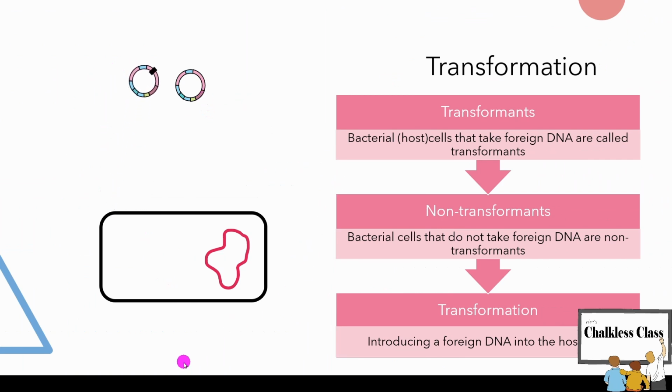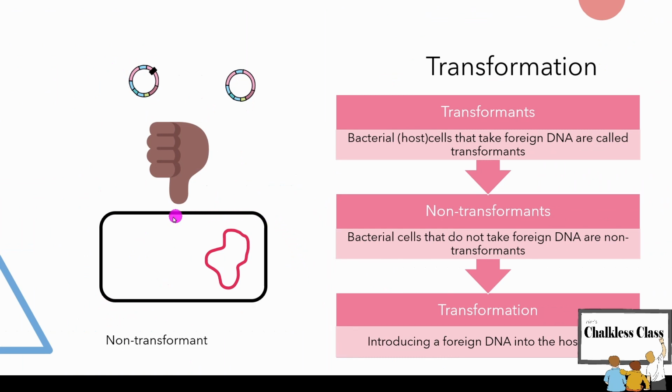And here this recombinant DNA or non-recombinant DNA is not successful in entering the host cell. Now this host cell is called a non-transformant cell. So what are non-transformant cells? Bacterial cells that do not take up foreign DNA are called non-transformants. Suppose the bacterial cell successfully receives the foreign DNA, then it is called a transformant. Introducing a foreign DNA into the host cell is called transformation.